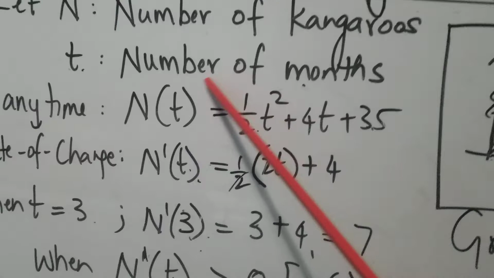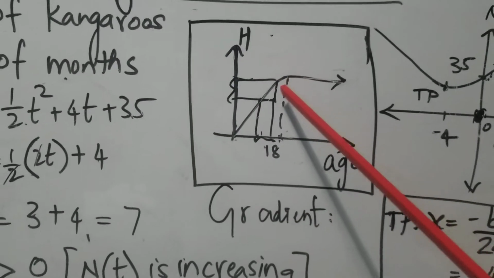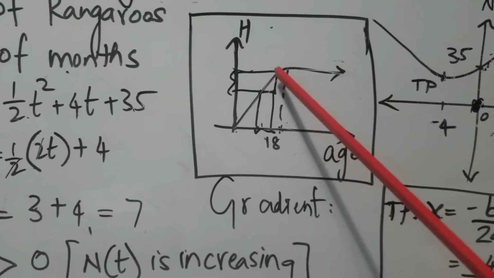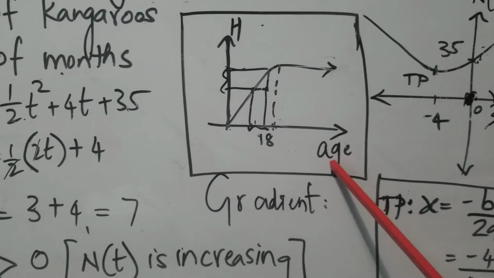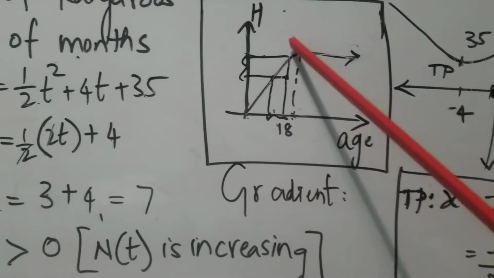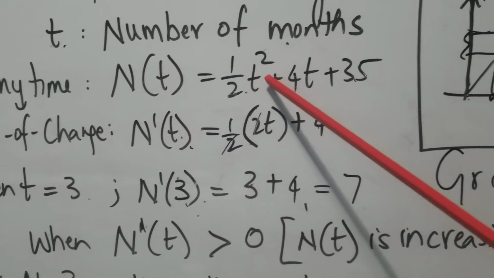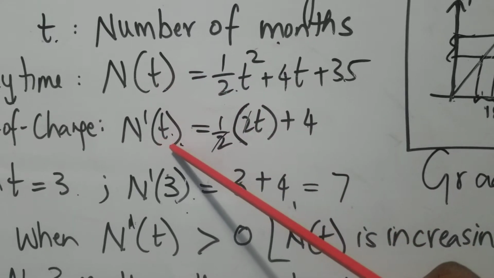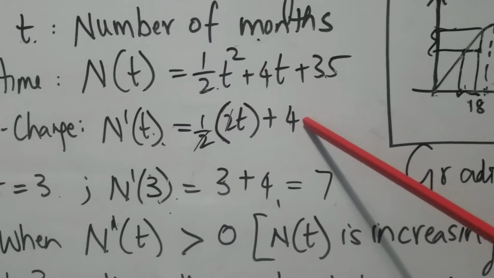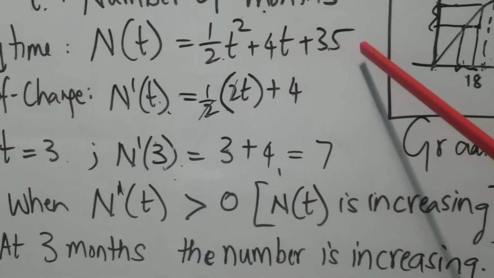So going back to the equation, we can examine this graph and see that the rate of change of any quantity with respect to another quantity is in fact the gradient, change in y over change in x. Using differentiation, when we differentiate a function, we get the gradient of that particular function. So we differentiate N of t to get N dash of t using the power rule, and we get the rate of change of the number of kangaroos.